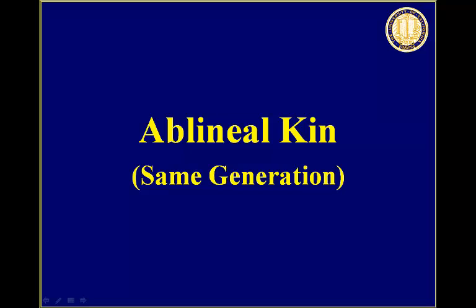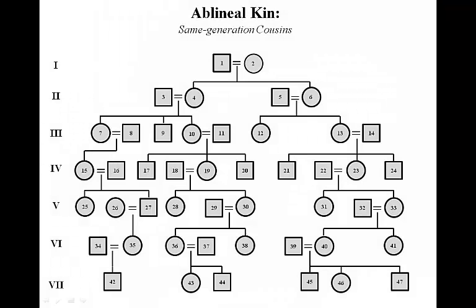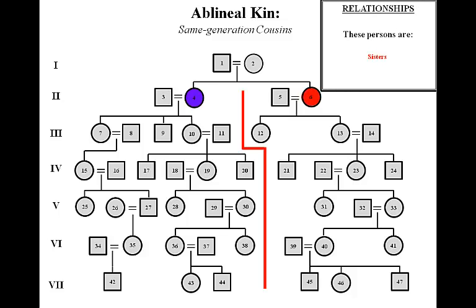Now let's look at abilineal kin. We'll start with same generation, first cousin, second cousin, and so forth. Here's number 4. We split the families into the 2 collaterals, and now we see that 4 and 6 would be sisters. This is a starting point for the cousinships. Their children, that is 10 and 13 in this case, would be first cousins.